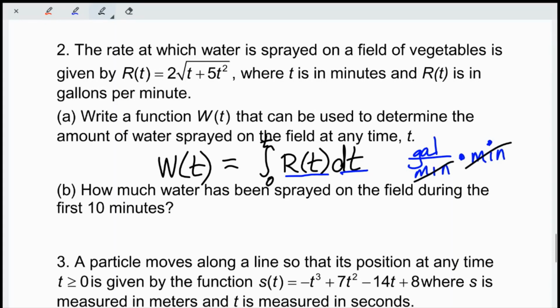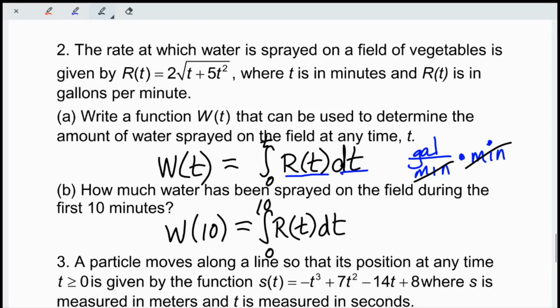So that's one of the things that I'd like for you to use when you're doing these problem solving activities, is really think about the units in your operation, and it'll help you figure out whether or not you have things set up correctly. So B, it says how much water has been sprayed on the field during the first 10 minutes. Well, if we want to find the amount of water at time 10, all we have to do is integrate from 0 to 10 this rate function.